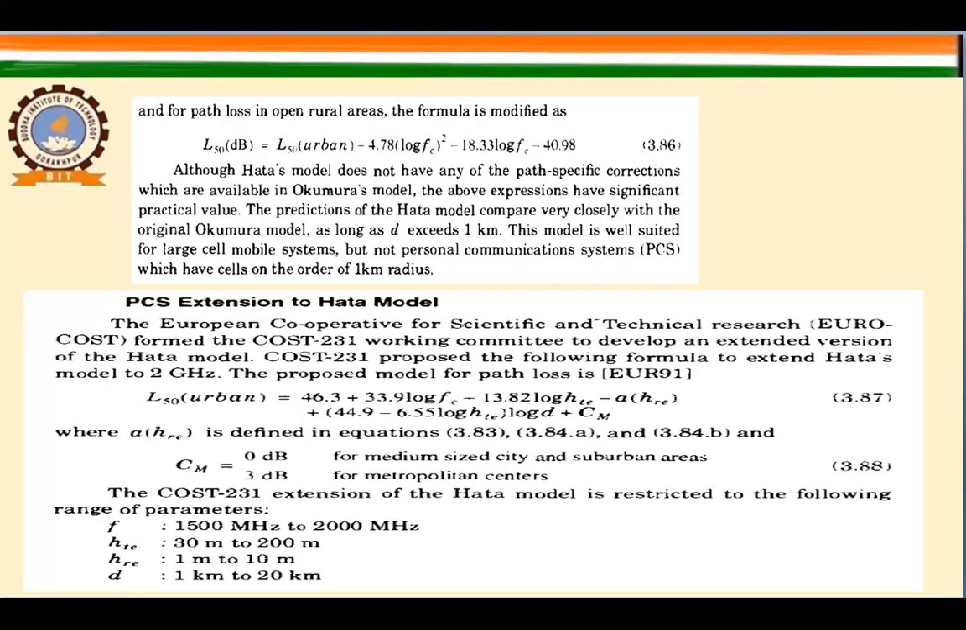Now when we move to an open rural area, the modified formula becomes L50 in dB equal to L50 urban minus 4.78 times log of fc whole squared, plus 18.33 log of fc, minus 40.98. Although this Hata model does not have any of the path specific corrections which are available in the formal model, the above expressions have significant practical value.